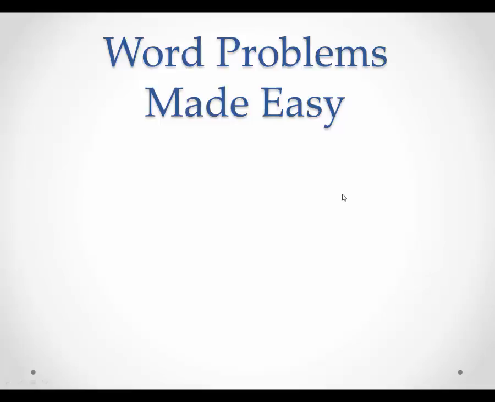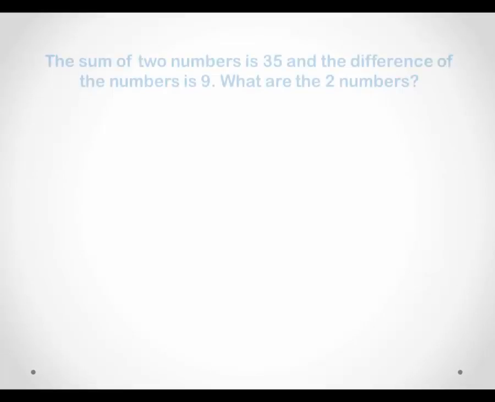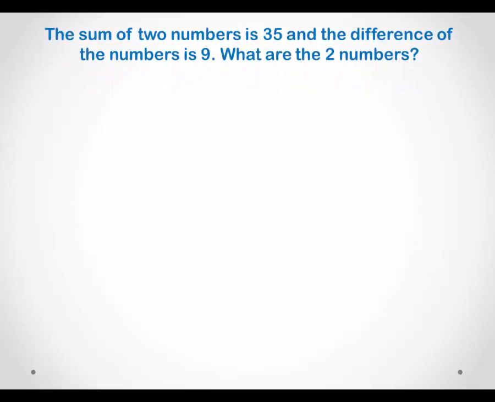This is our first question. The sum of two numbers is 35 and the difference of the numbers is 9. What are the two numbers? How we will approach this is similar to what we have done in the past, wherein we will definitely get two unknowns, an x and a y value, to represent the two unknown numbers.